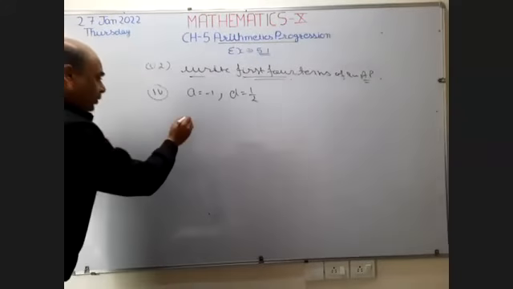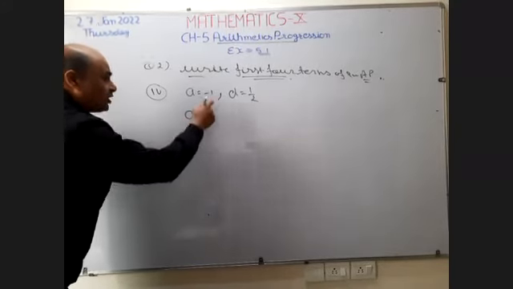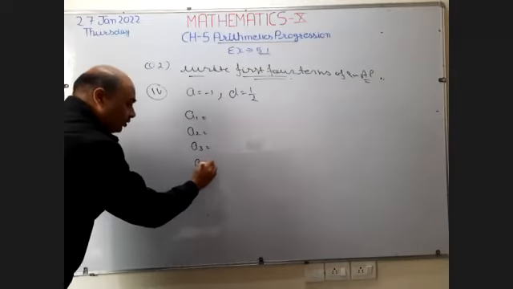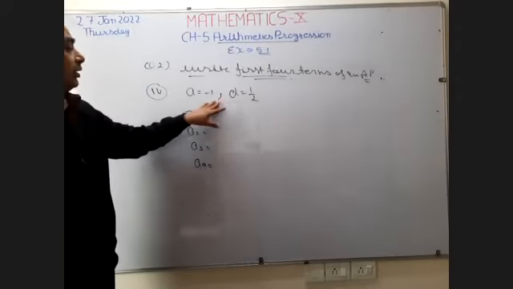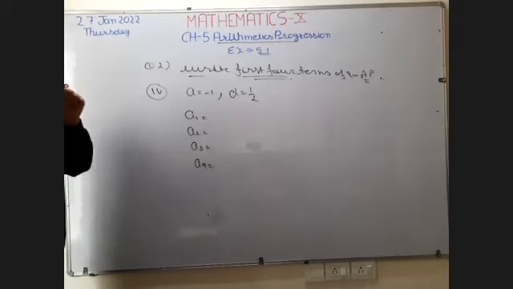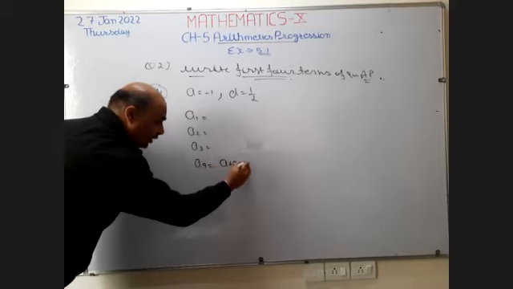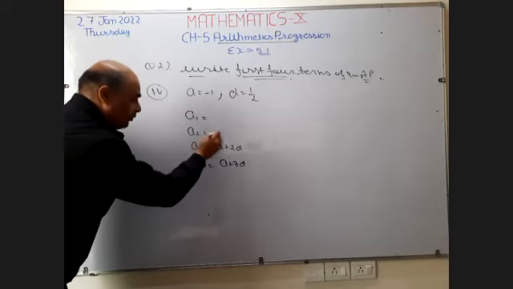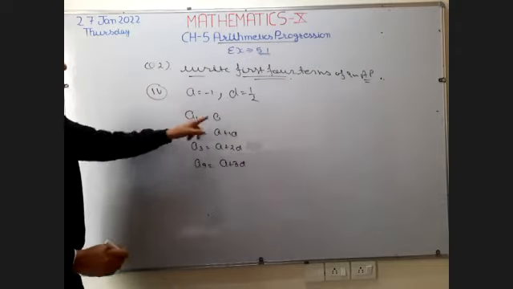Now the first 4 terms of the AP: A1 is the first term of the AP, A2 is the second term, A3 means the third term, and A4 means the fourth term. These 4 terms I want to find from the given 2 values. Now you know how to find the 4th term. The formula is A plus 3D. For the third term, use A plus 2D. For the second term, use A plus 1D. The first term means A. A means the first term.